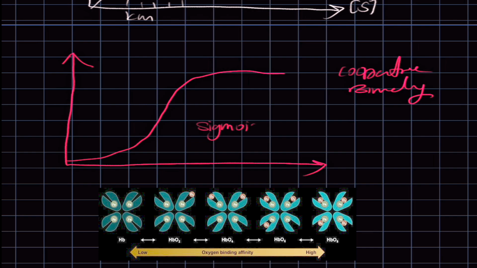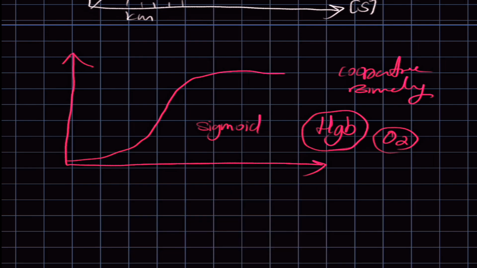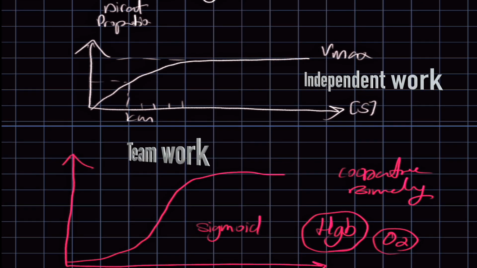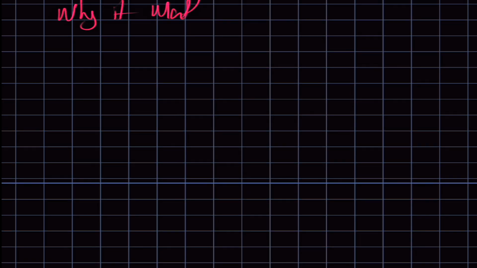Take hemoglobin as an example. When one oxygen molecule binds, it changes the structure just slightly, making it easier for the next oxygen to bind. This cooperative behavior is essential for hemoglobin's role in carrying oxygen through the bloodstream efficiently. So, in summary, a hyperbolic curve usually means the enzyme is working independently, while a sigmoid curve suggests teamwork through cooperative binding.